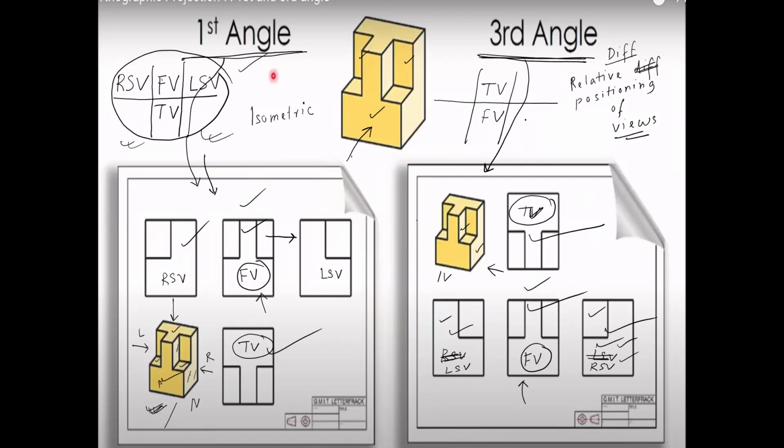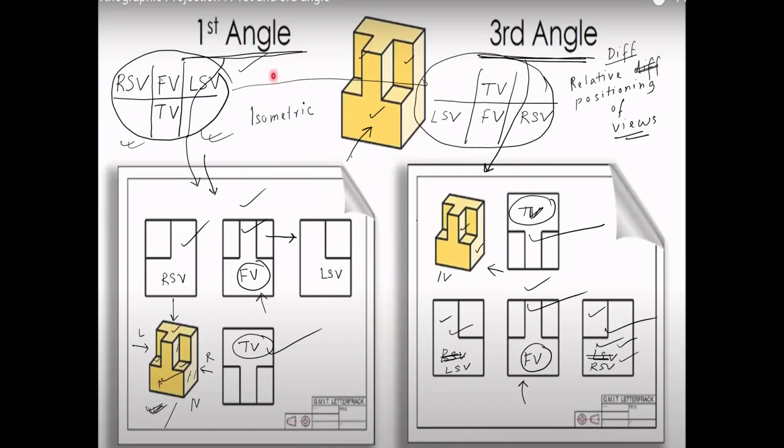So you see in the third angle system, on the right hand side of the front view, you have the right hand side view. And on the left hand side of the front view, you have the left hand side view, which was not the case in case of first angle system. In the first angle system, on the right hand side of the front view, we were having the left hand side view, and right hand side view was located to the left hand side of the front view. So the difference lies in the relative positioning of the views.